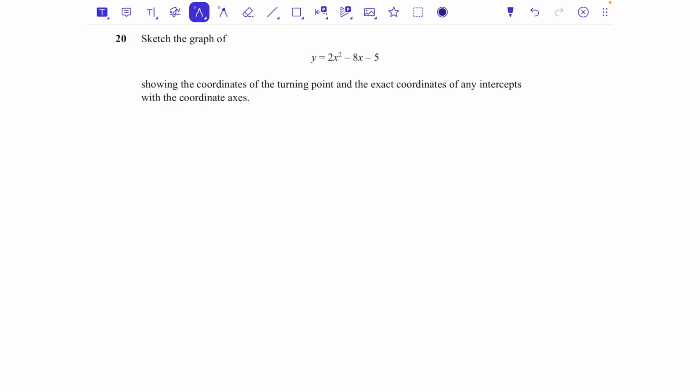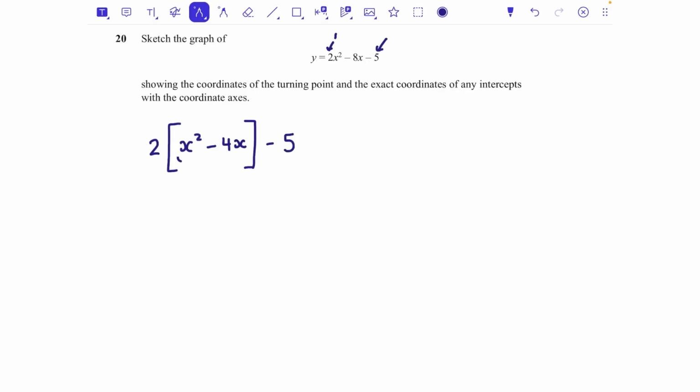Now, we normally complete the square when a, the number in front of x squared, is just 1. So if it's 2, we're going to need to factorise it out. So I'm going to start by taking that 2 outside of a bracket, and that would leave me with x squared minus 4x. Now, I don't like to take the end term into that bracket, so I'm just going to leave the -5 outside there.